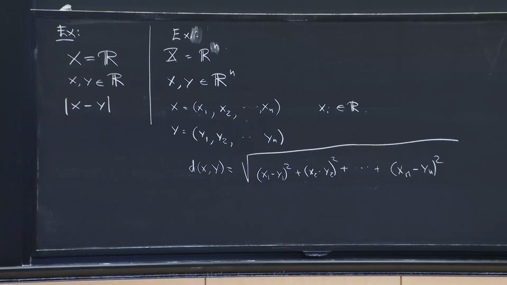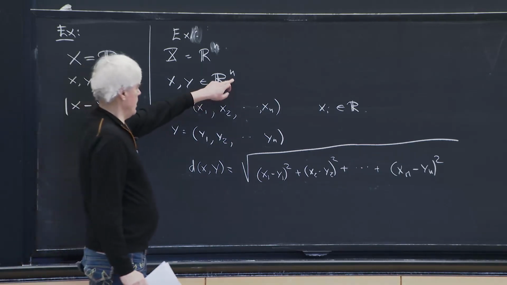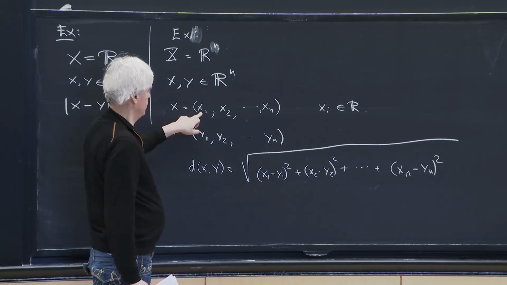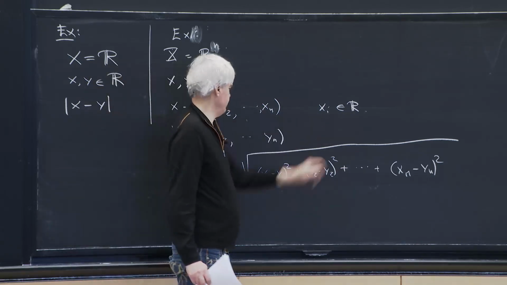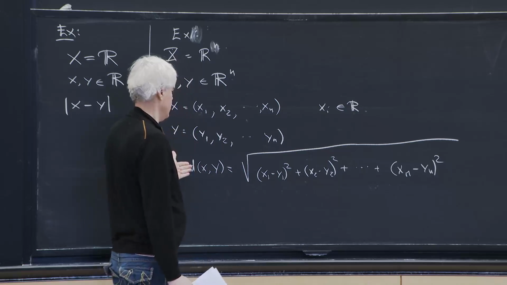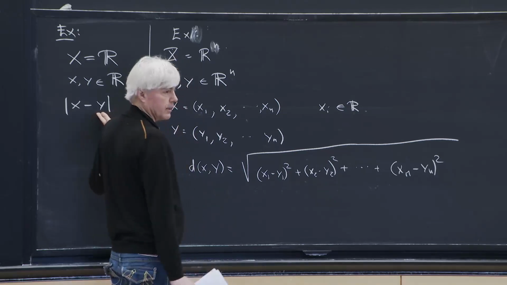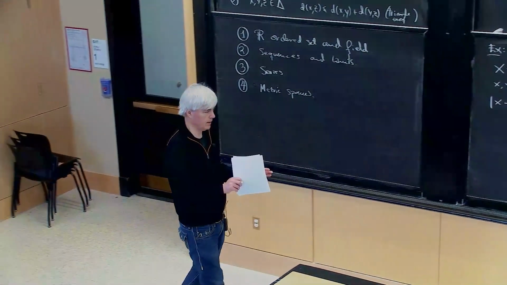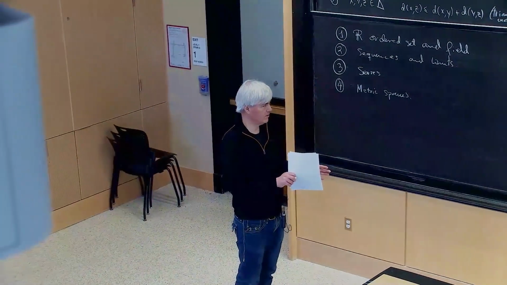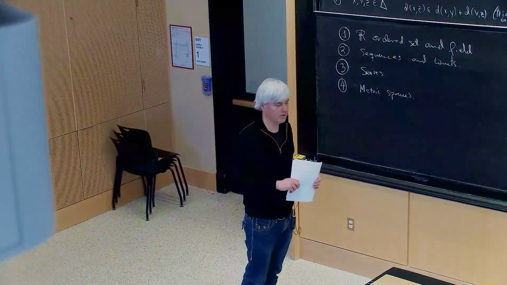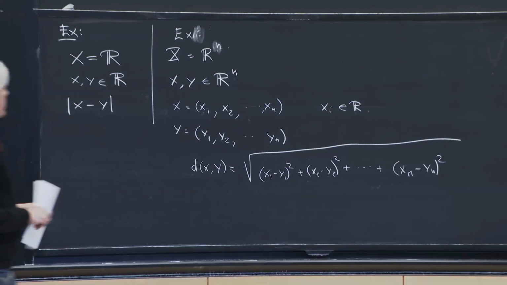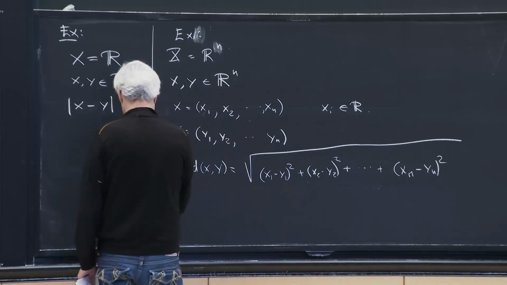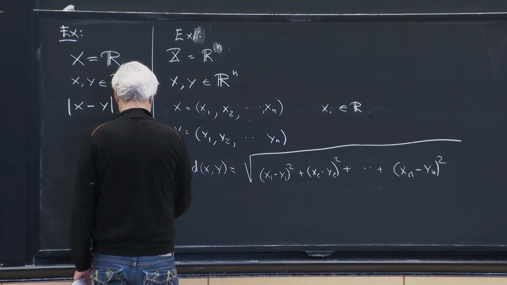And so you see that if n here is equal to 1, then each element is just a single element in R. And so then this thing here is really the same as that, right? Because it's the square of x minus y. It's the square of this distance, and then you take the square root, so it's the norm. Okay, so both of these are usually referred to as the Euclidean distance.